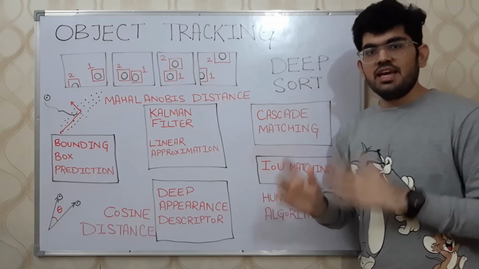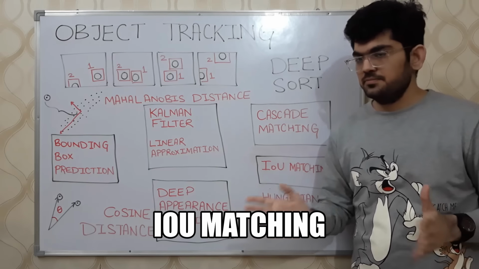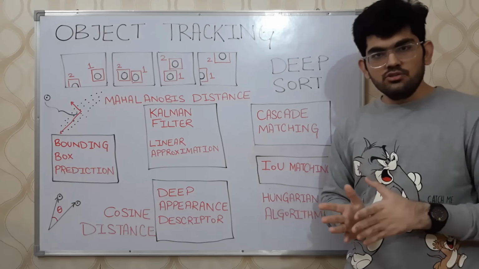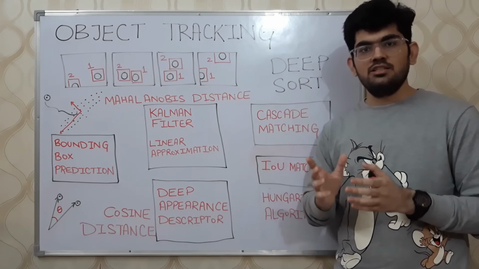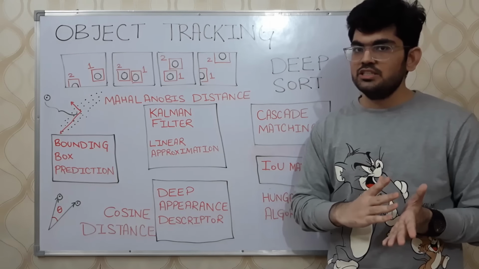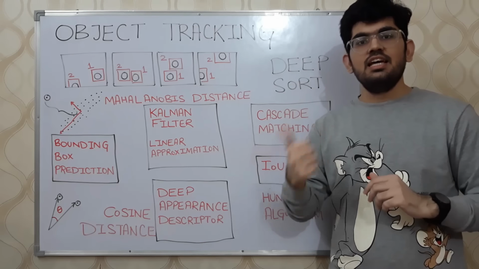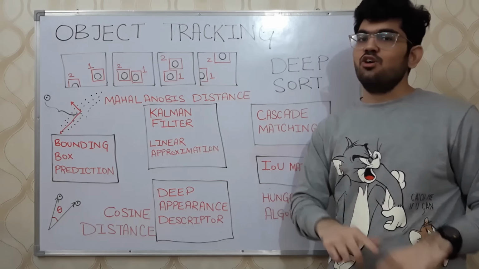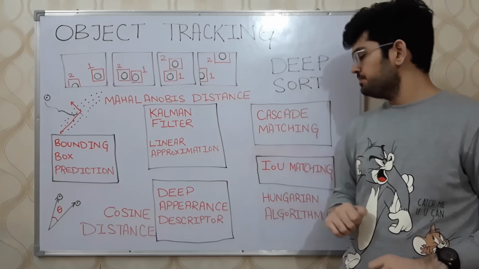The next step we have is called IOU matching. IOU stands for intersection over union. In brief terms, we can say IOU gives us a quantitative score to determine how similar two bounding boxes are to each other, based on their location in the image as well as the size. What is this IOU matching in the context of the SORT algorithm? Let us consider this case.